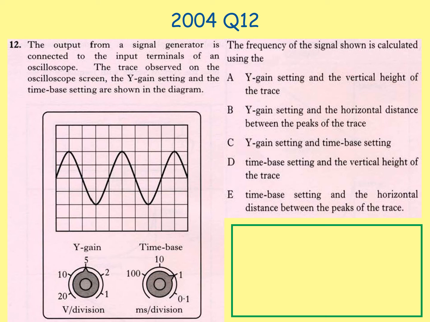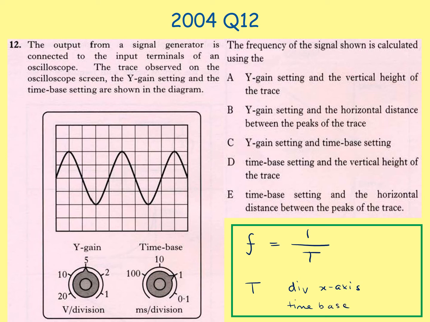This question is asked specifically about the frequency, and we know that we can calculate the frequency using f equals 1 over T. We calculate the period, which is T, using our number of divisions across the x-axis, and we use our time base setting for this because the period is the time taken for one wave to pass a point.